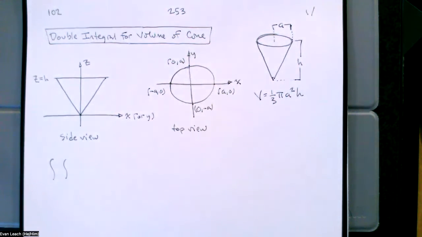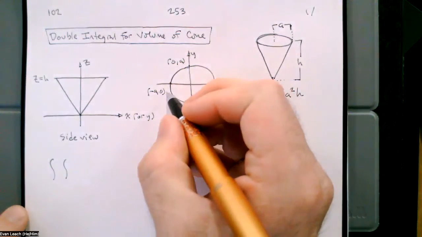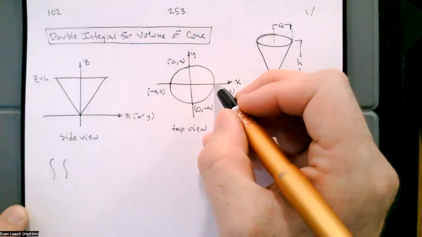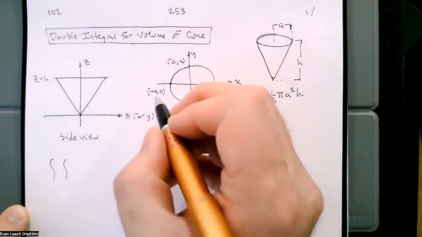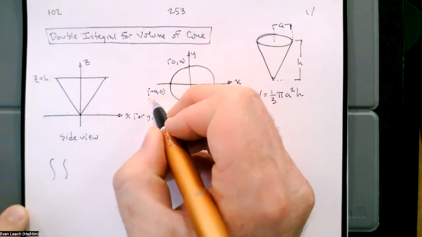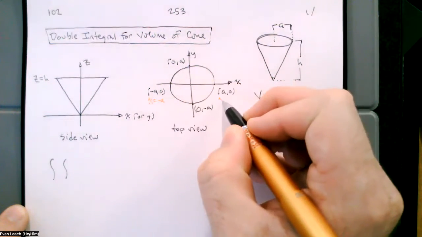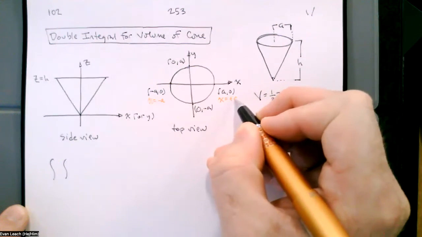So if I set up dy dx over here, I just have to write down what x is between, and x goes from negative a to positive a. So here's x equals negative a, and over here x equals positive a.